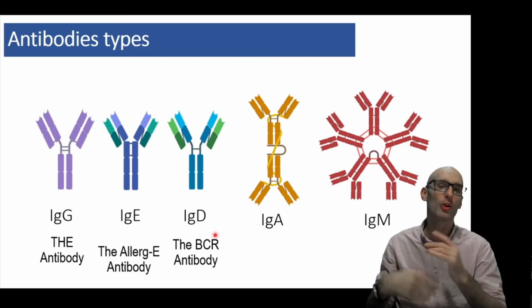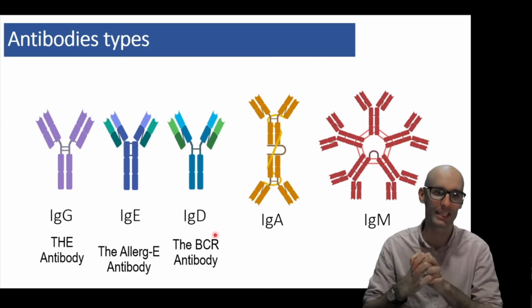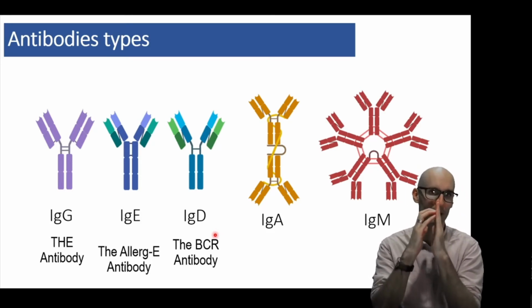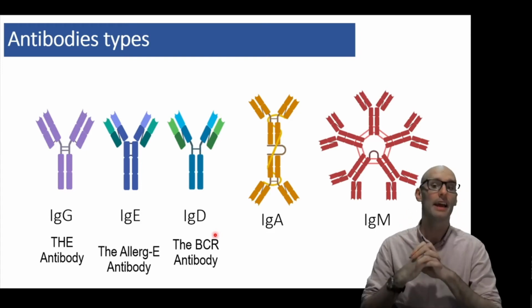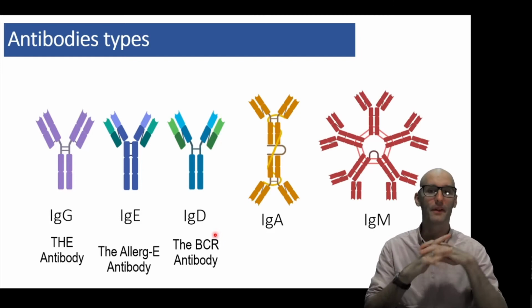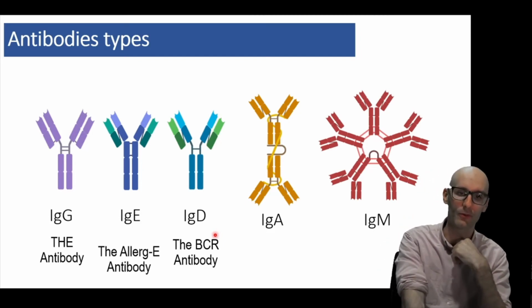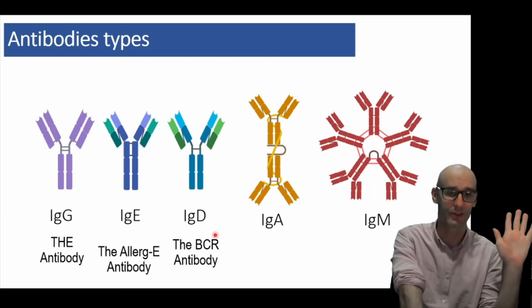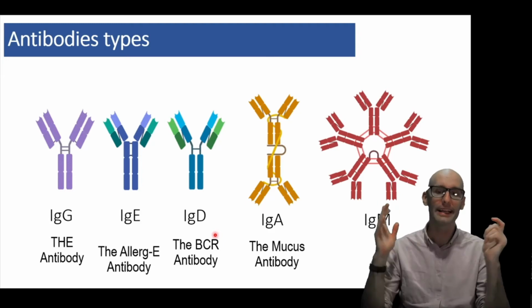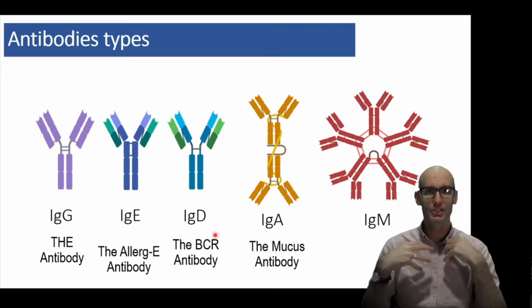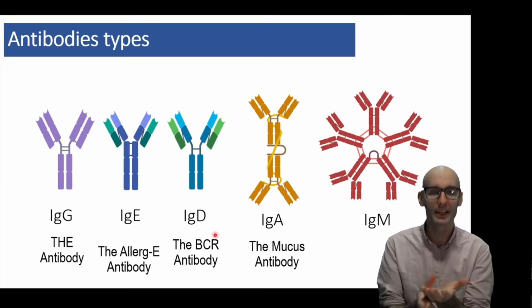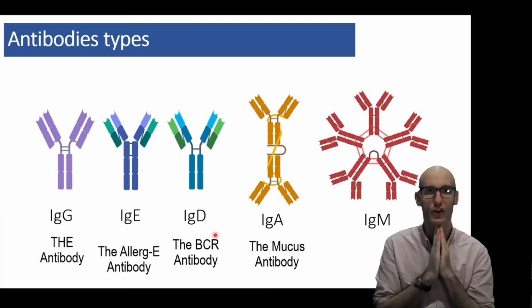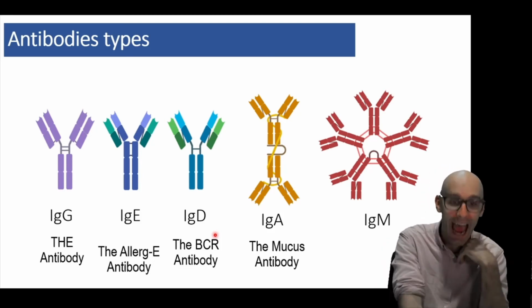IgD is most famous for being the majority of B cell receptors. So when we have that picture of a B cell with an antibody on the cell surface embedded in the membrane, typically that's an IgD antibody. That's what the IgD antibody is famous for. It's typically a receptor, but everything does everything, so it's also secreted and so on. Now, IgA is the mucus antibody. It's produced by B cells and then transported through the mucosal cells into the mucus. Wherever there's production of mucus, it will be full of IgA.